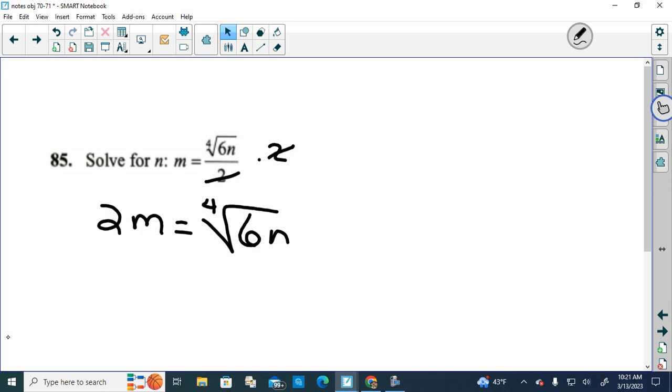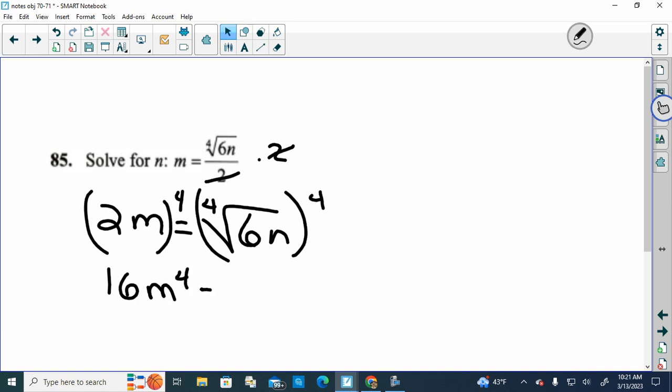What would be our next? Times it by 4, right? The exponent of 4. Get rid of the fourth root. Okay, so 2 times 2 would be 4, times 2 would be 8, times 2 would be 16. m to the fourth. Okay, the 4 gets rid of the fourth root, which leaves 6n. Last step.